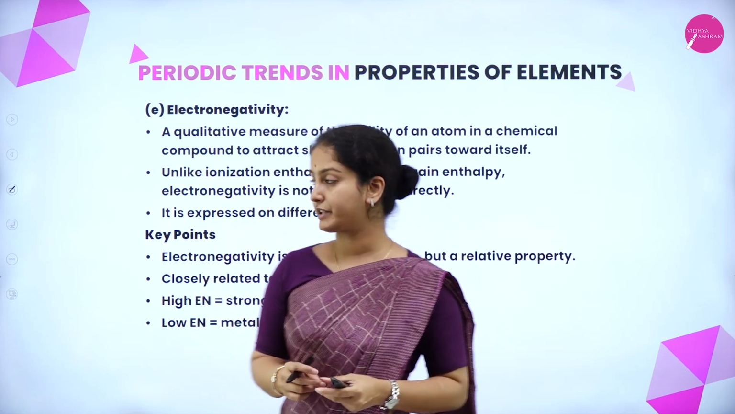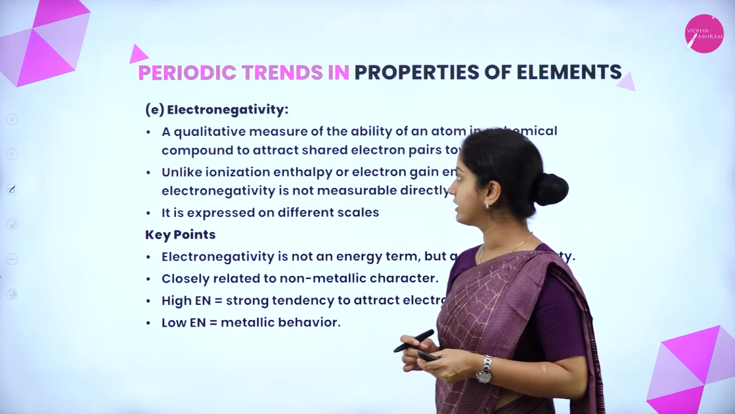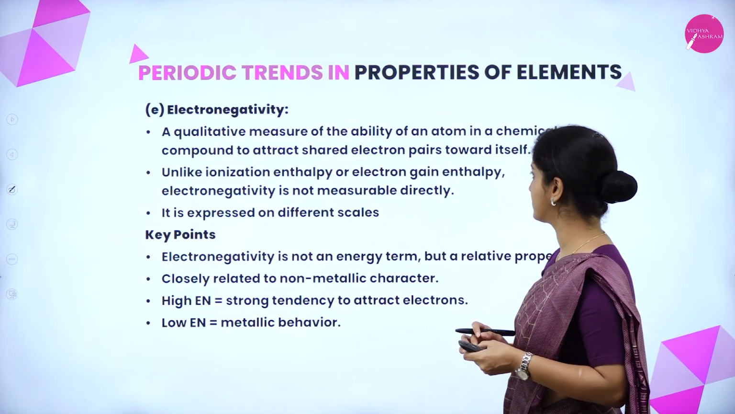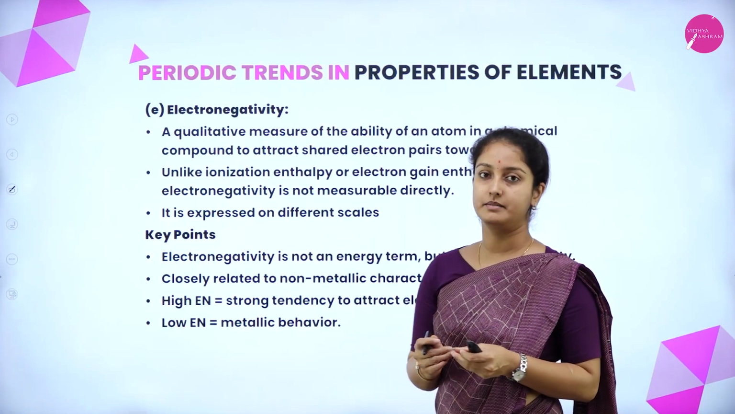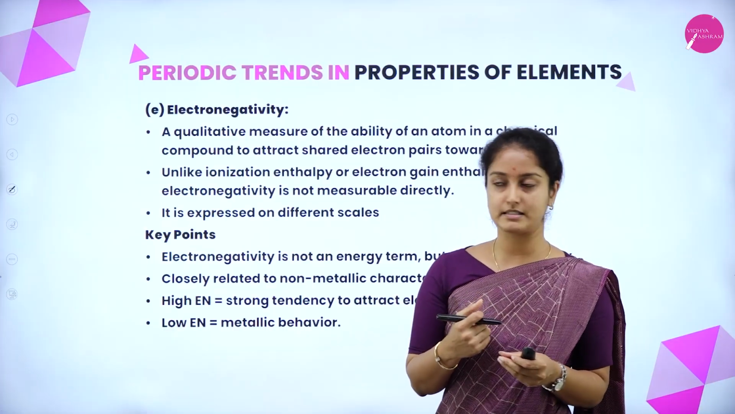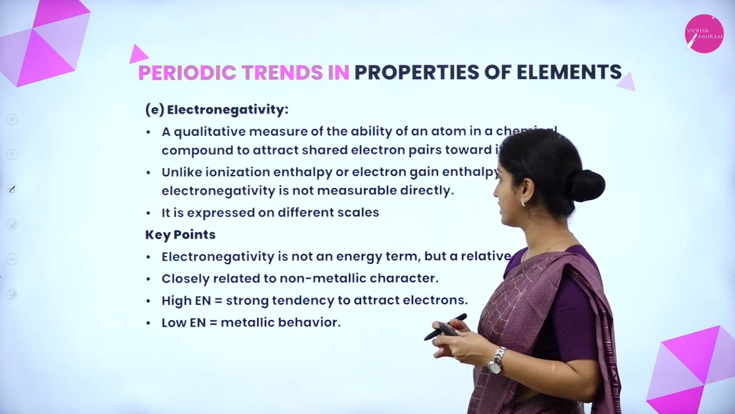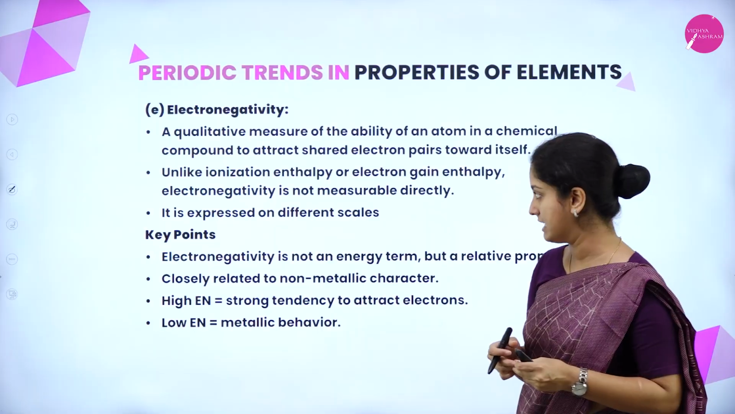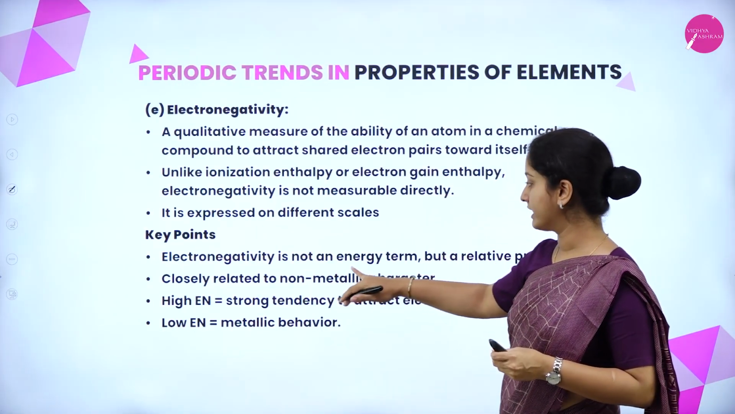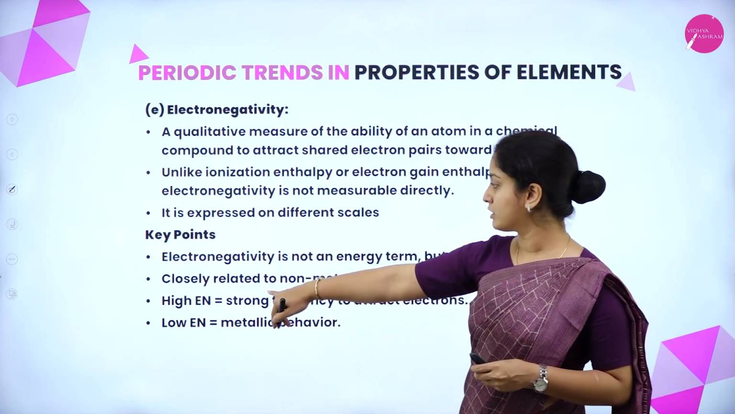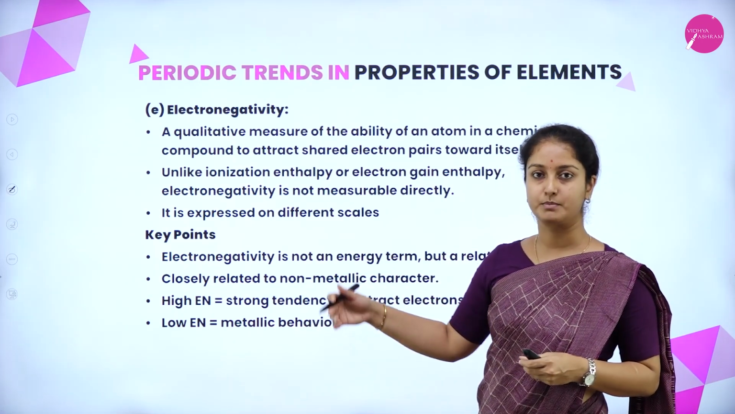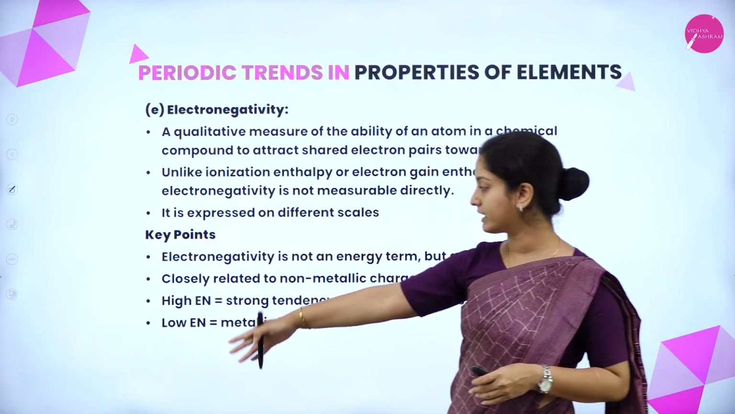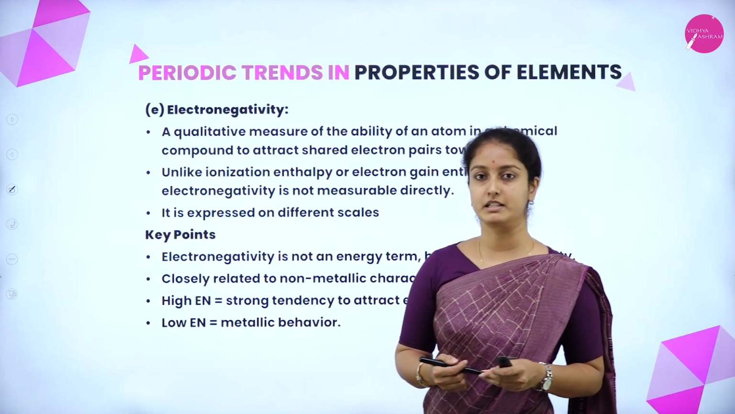The other trend is electronegativity. Electronegativity is a qualitative measure of the ability of an atom in a chemical compound to attract the shared pair of electrons towards itself. So it defines the ability to pull electrons towards itself. Unlike ionization enthalpy or electron gain enthalpy, electronegativity is not directly measurable, so it requires different measuring scales. What are the other features? Electronegativity is not an energy term but a relative property, closely related to non-metallic character because it pulls electrons towards itself. The higher the electronegativity, the stronger the tendency to attract electrons. The lower the electronegativity, the more metallic behavior the elements exhibit.